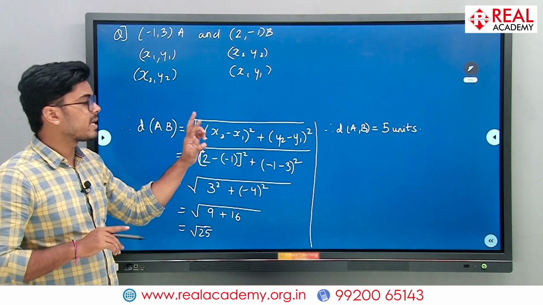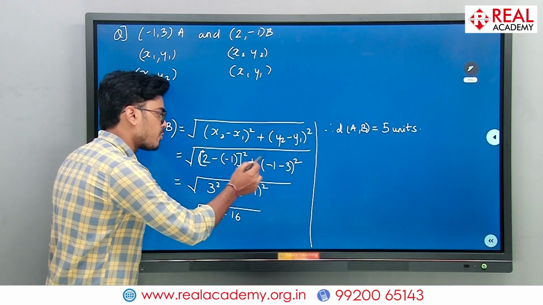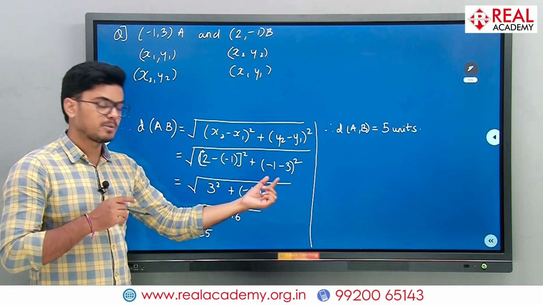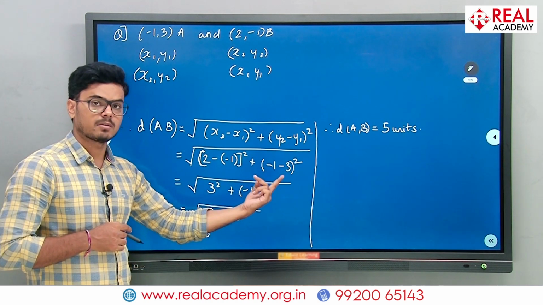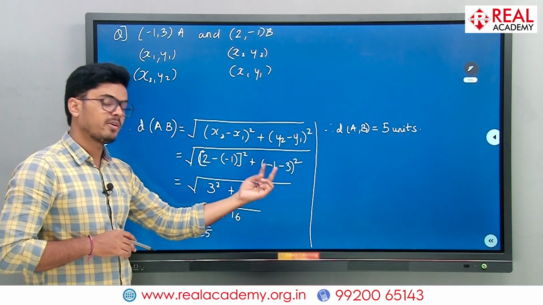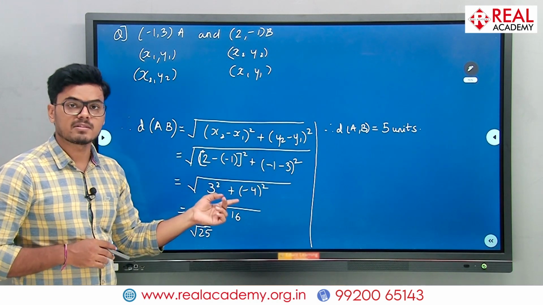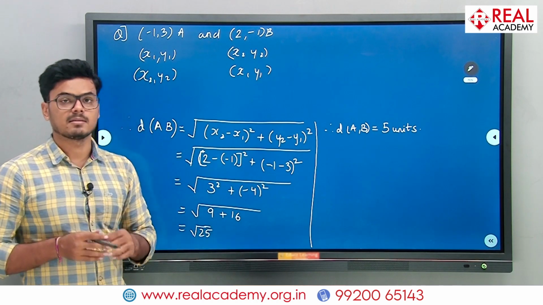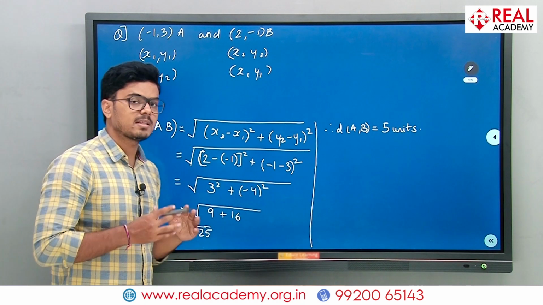Now, like I told you, if you take them in the reverse order, still the distance won't change because of this square. The square of the number, even if it's negative, is positive. As you can see, minus 4 square is 16. But if you take them in the reverse order, in that case it will become 3 minus minus 1, which is plus 4. Plus 4 square is also 16. That is why the value doesn't change even if you take them in the reverse order. So this is how the distance formula works.